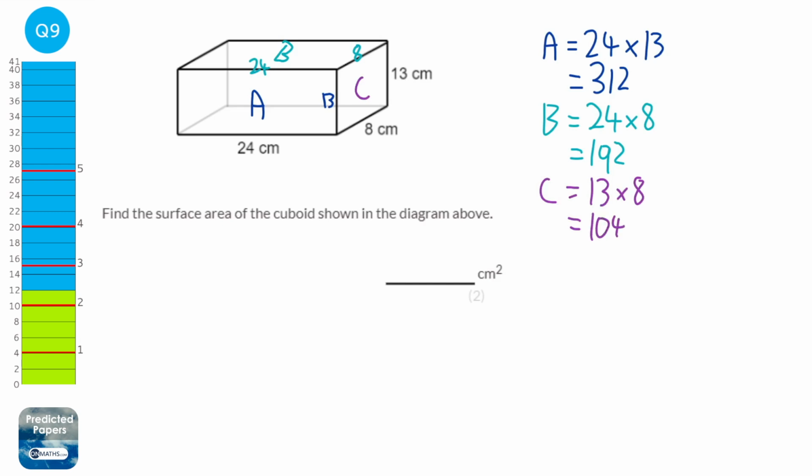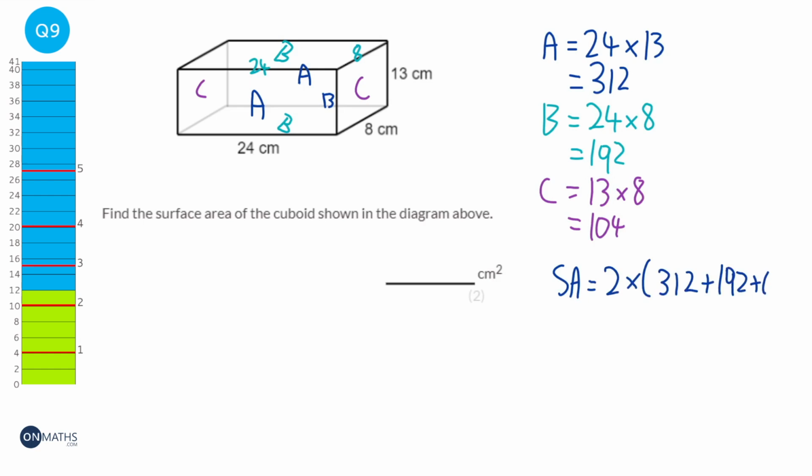Now notice that the faces all have the exact same face on the opposite side. So this one at the back is also A, this one at the side is also C, and the one at the bottom is also B. So what I'm going to do is add up all the areas of the faces and double it. So to work out the surface area, we're going to do 2 times, and then 312 plus 192 plus 104, and that will give me 1,216 centimeters squared, because it's an area.